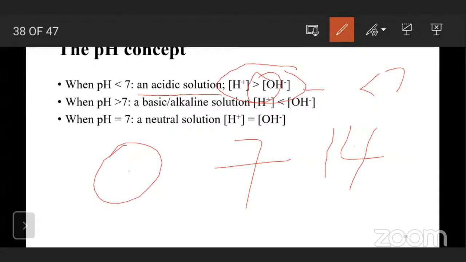If the pH is greater than 7, then that solution is basic, or an alkaline solution, and the hydrogen ion concentration is less than the hydroxide ion concentration. But for a neutral solution, the pH is 7, and the hydrogen ion concentration is equal to the hydroxide ion concentration. And that is a very good way in which we can differentiate between an acid and a base.